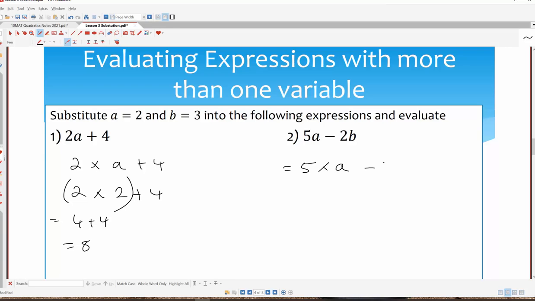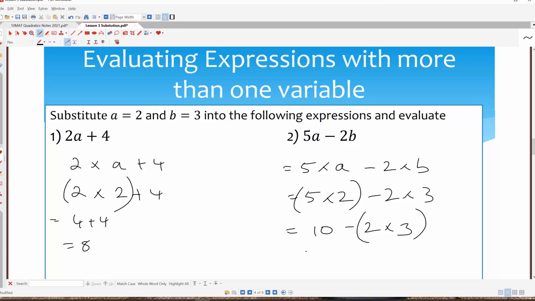Right, the next one, again, let's write that in expanded form. 5 times a, take away 2 times b. Now, a is equal to 2, b is equal to 3. Brackets for emphasis, so 5 times 2 is 10. Here we've got to subtract this multiplication, so we're going to put the multiplication in brackets. Then 10 take away 6 is 4. So this expression, 5a take 2b, is equal to 4 when a is equal to 2 and b is equal to 3.